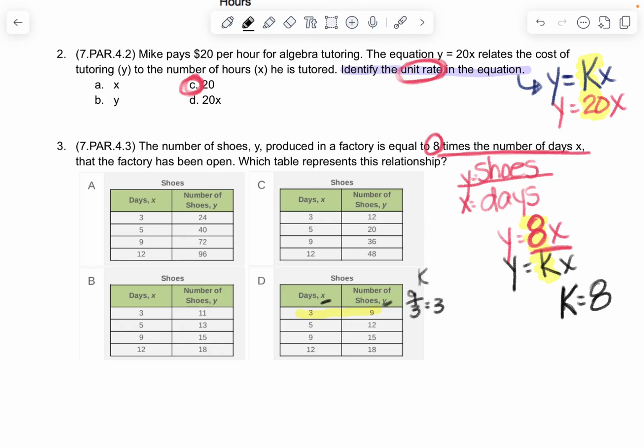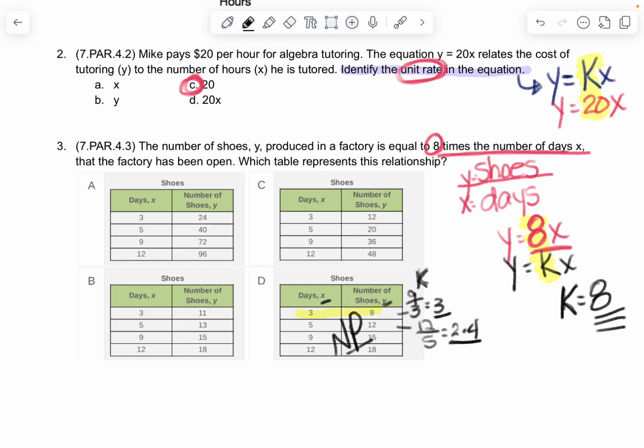Now, I don't have to do the rest of them because I'm looking for 8. But I want to show you something. 12 over 5 equals, I don't even know, 2.4. I can stop right there because that's not even proportional. In order for it to be proportional, K has to be the same for every value. So that's not even proportional. Not proportional.